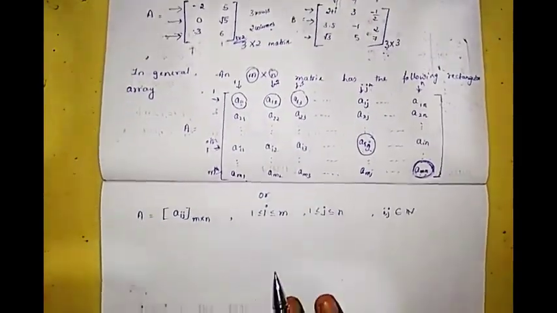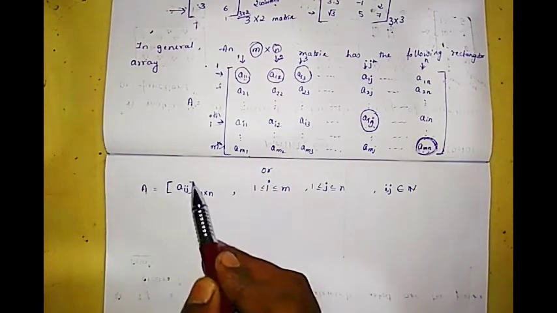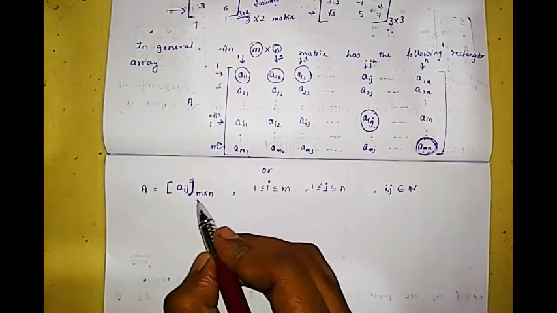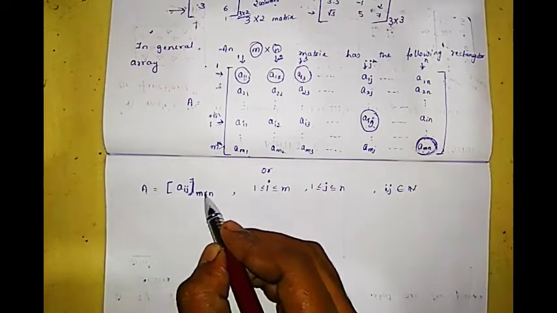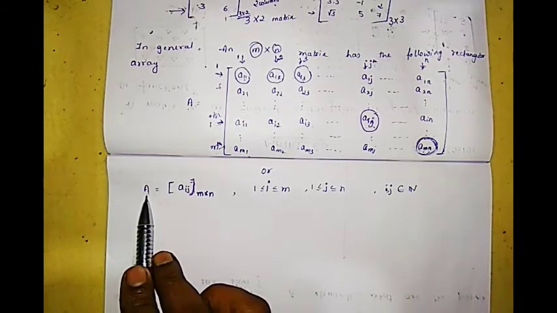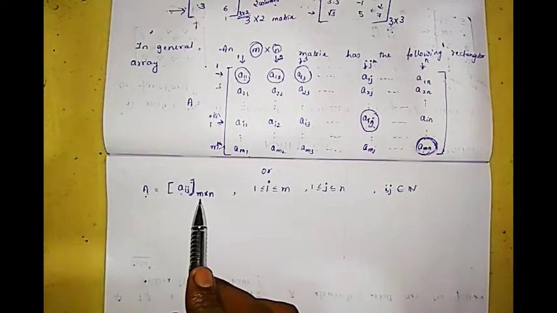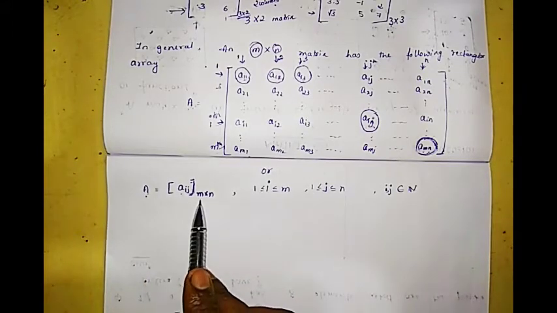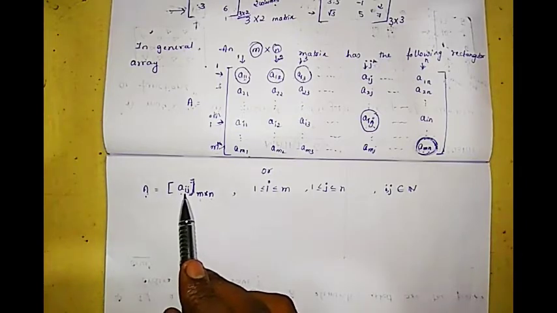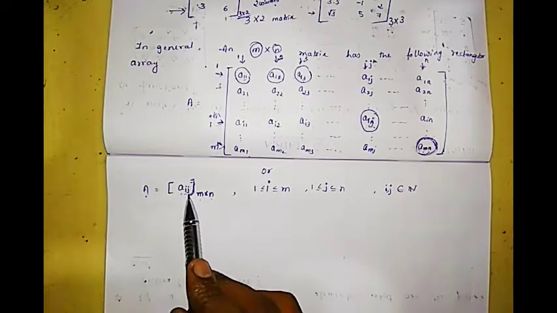This is one form of representation. Another form of representation is matrix A. We write one element, Aij, inside square brackets, and we write the order here. This tells us that the matrix A has the element Aij and is of order m by n. This matrix contains m rows, n columns. Next, we have to mention what i and j mean.